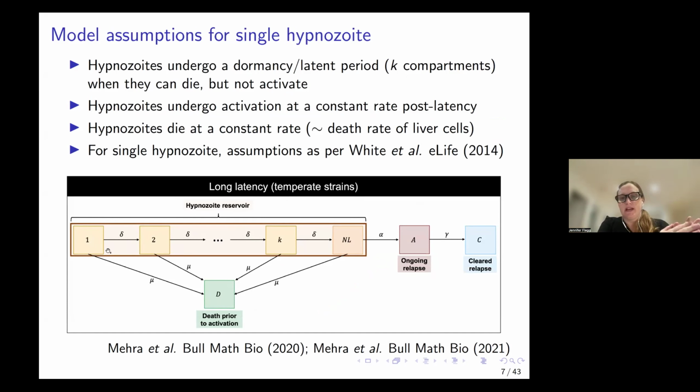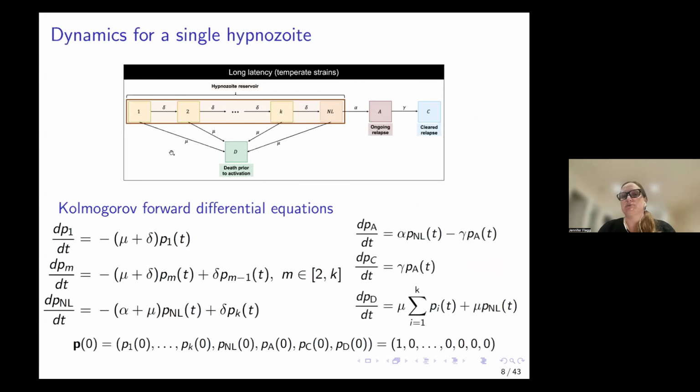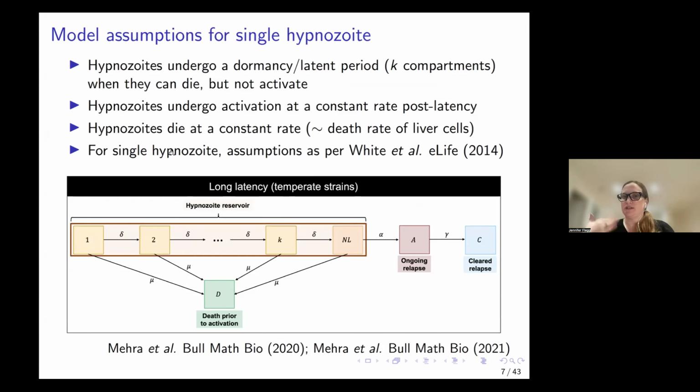Once the hypnozoites have progressed through the sleepy or dormancy state, they can then activate. Once they get to the non-latent compartment, they can activate to then cause another relapse. This would then make that person feel sick, and the person would go and get treatment, or it would just clear naturally to be a cleared relapse. So the hypnozoites are assumed to die at just a constant rate given the death of the liver cells that they're in.